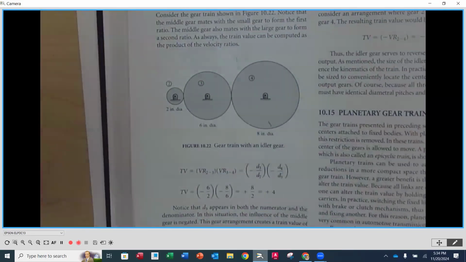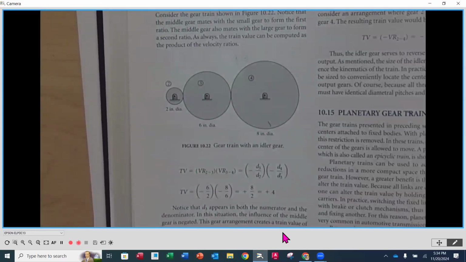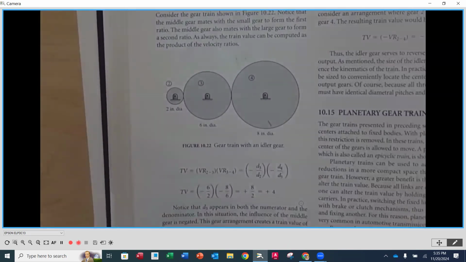Now, I'm going to tell you something about an idler gear. The sole purpose of an idler gear is to change the direction of the train. It will not affect the train value. The only thing that it's going to change is the center distance, because we have to insert it, so it's going to get a little further apart. But its sole purpose is to change the direction of rotation from the input to the output.